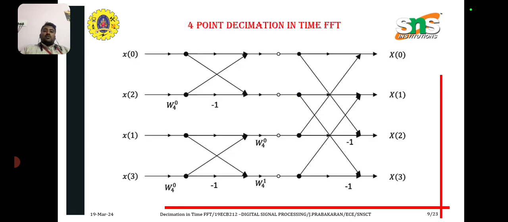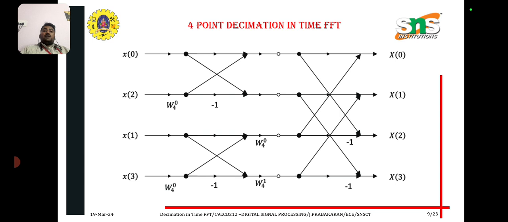This is the 4-point DIT flow graph. The formula is capital N equals 2 power m, where capital N represents the length of the sequence and small m represents the number of stages. If capital N equals 4, then 4 equals 2 power 2, which means the number of stages is 2: first is the 2-point and another one is the 4-point.